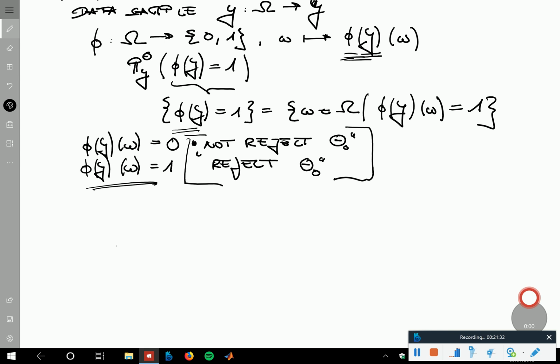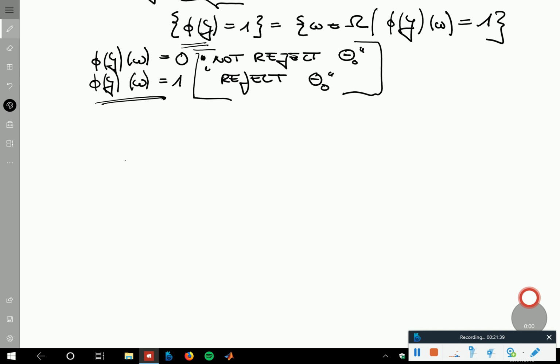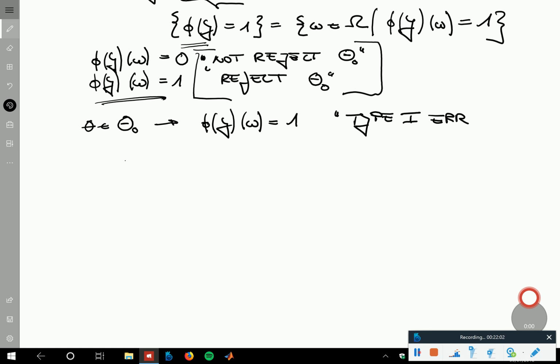Good, and then we also already discussed that we have errors. So if theta, the true but unknown parameter, is in theta 0, so the null hypothesis is true, and the test comes out omega equals 1, then this is called a type 1 error. So if the null hypothesis is rejected when it is in fact true, this is called a type 1 error.